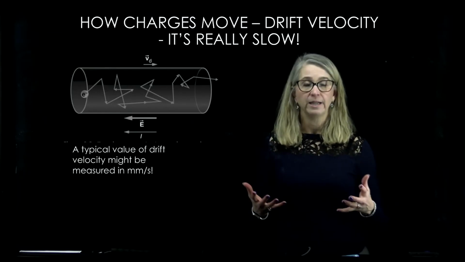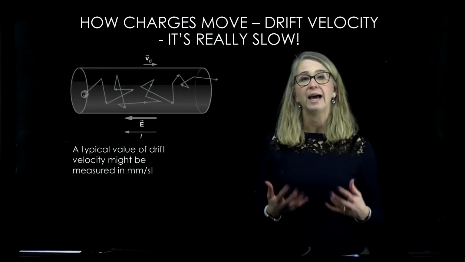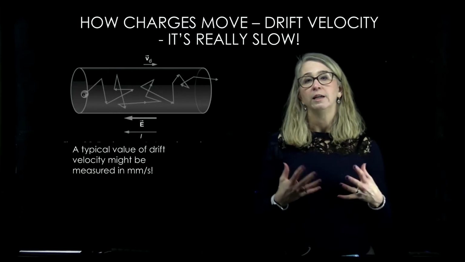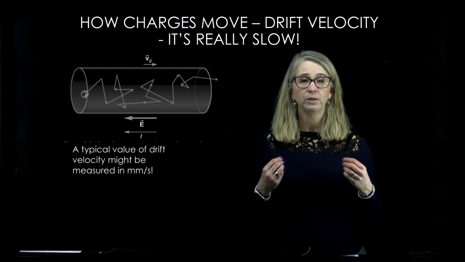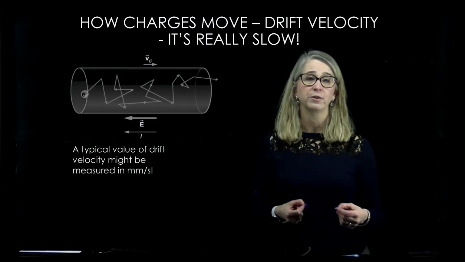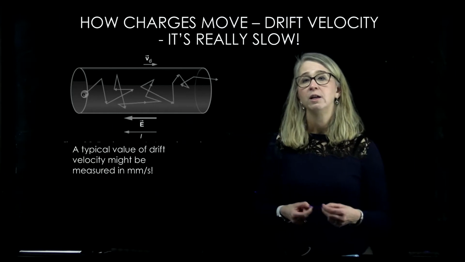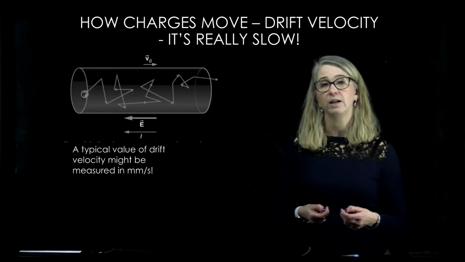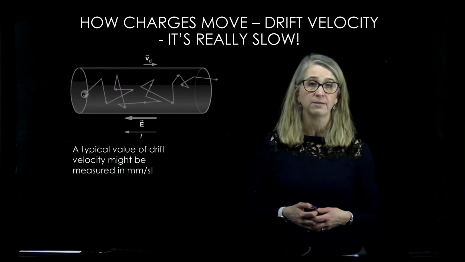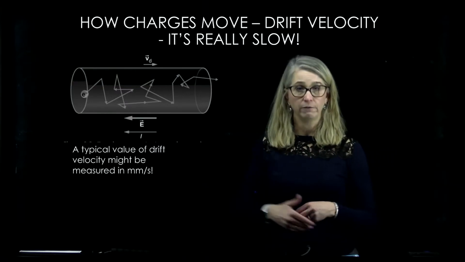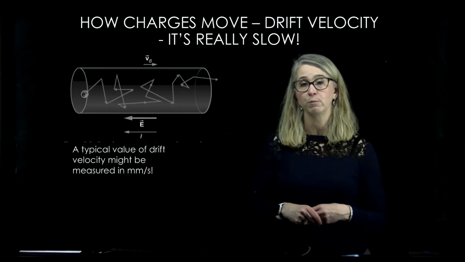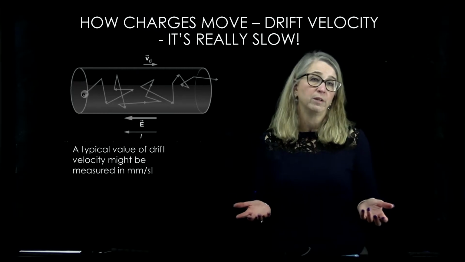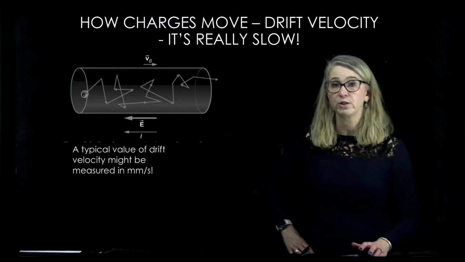And the reason, again, is all these collisions that happen as it's trying to move with the electric field. In the end, the speed of the charge carriers that cause the current is usually pretty slow. In fact, a typical value of drift velocity, which is the speed of the charge carriers moving when there's a current, is usually around some millimeters per second. So it is pretty slow.